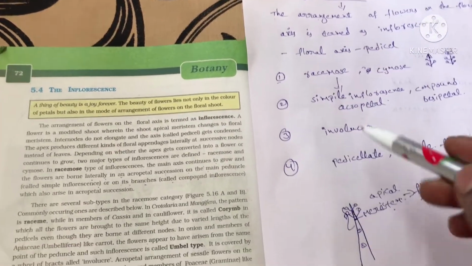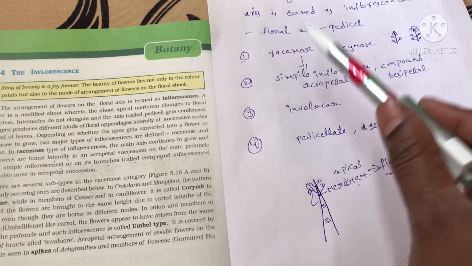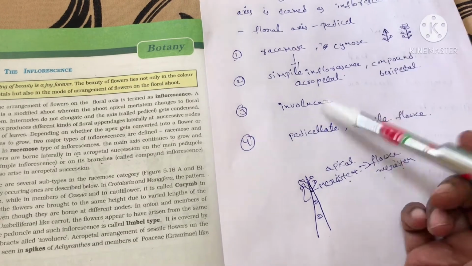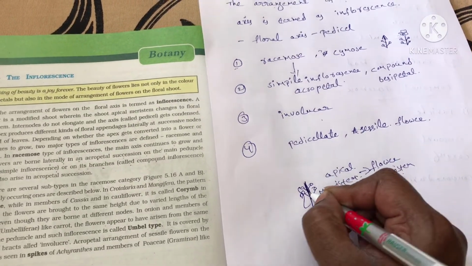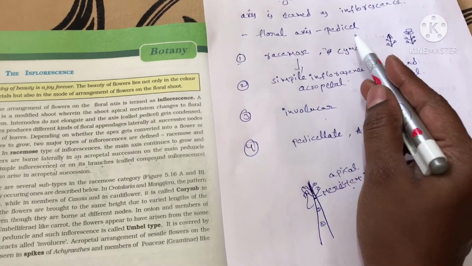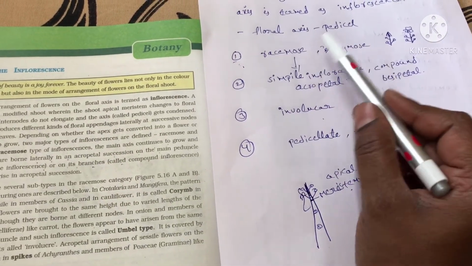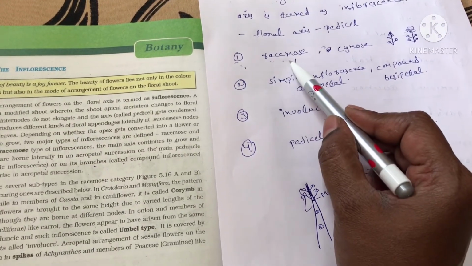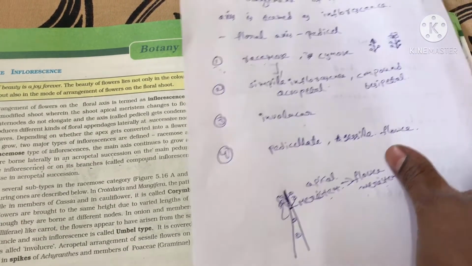Okay. Then here some terms are basic terms. You observe here, first of all, the floral axis is called a pedicel. This is a floral axis. This is called a pedicel. Then this inflorescence is differentiated into two types. One is the racemose type of inflorescence, another is the cymose type of inflorescence.